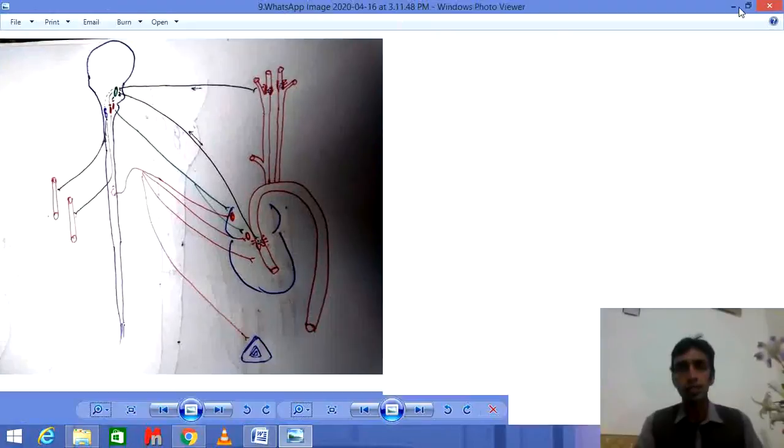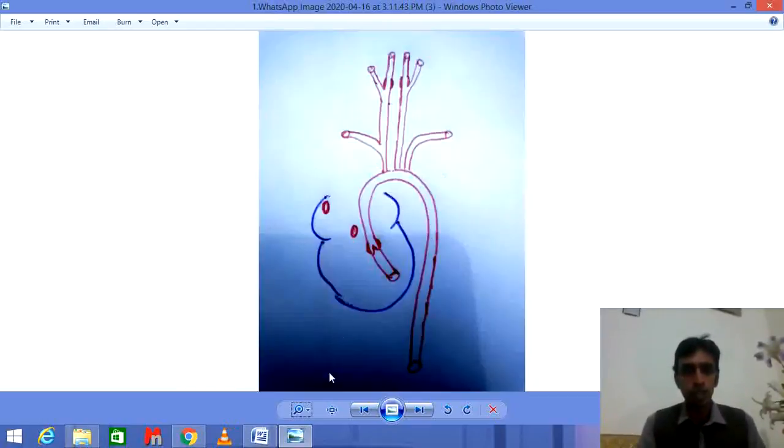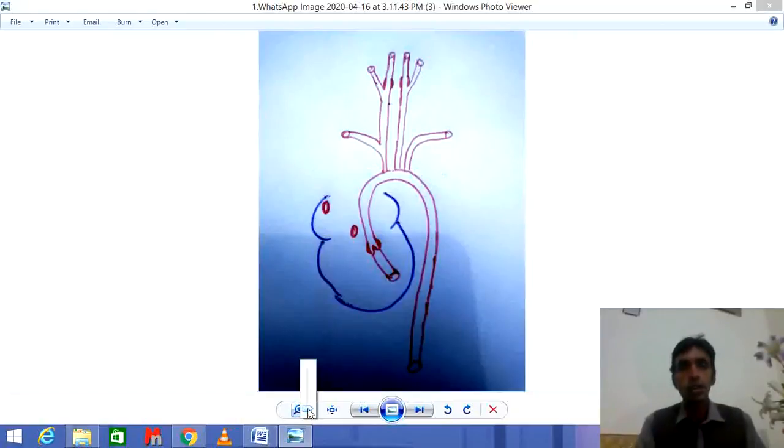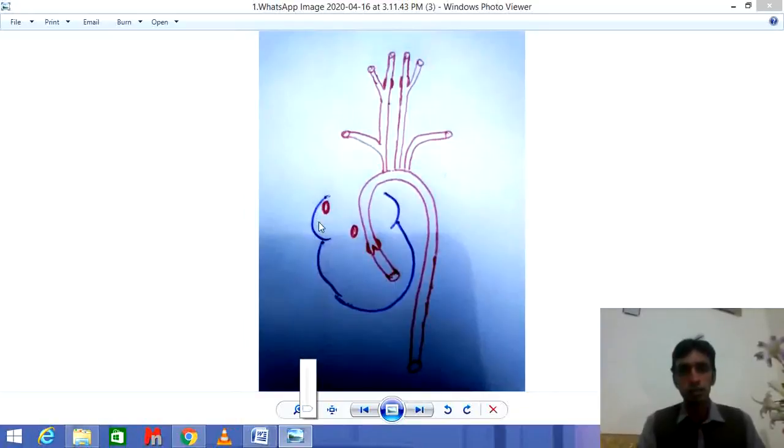In the diagram you can see, this is a complex diagram which we will come to at the end. In the start we will focus on this diagram. In this diagram you can see a heart represented by blue color. From the heart the aorta arises. This is the aorta, the main artery which arises from the left ventricle.